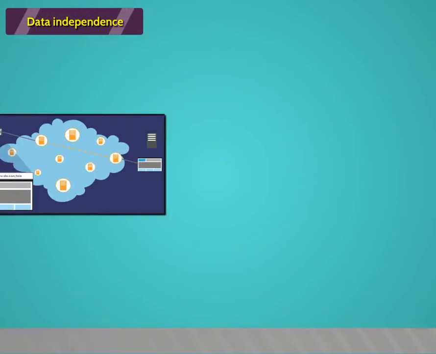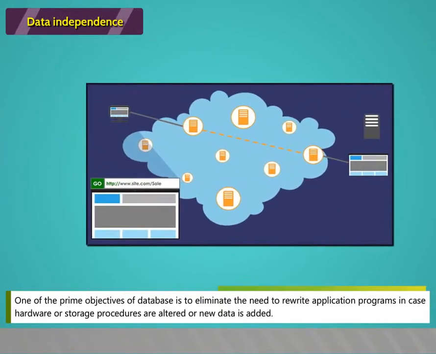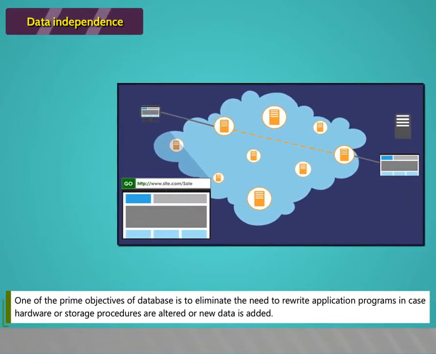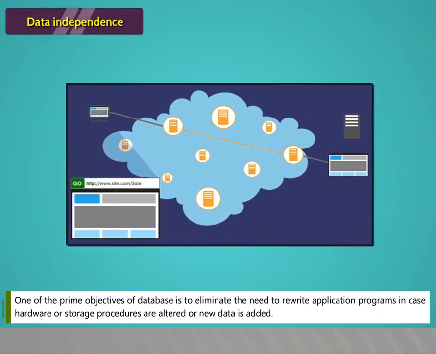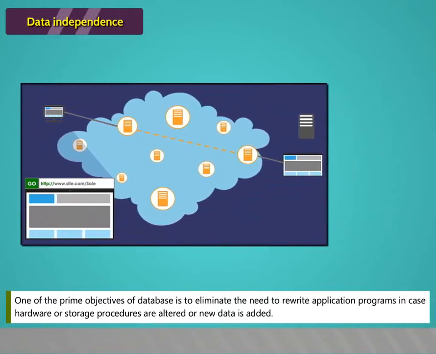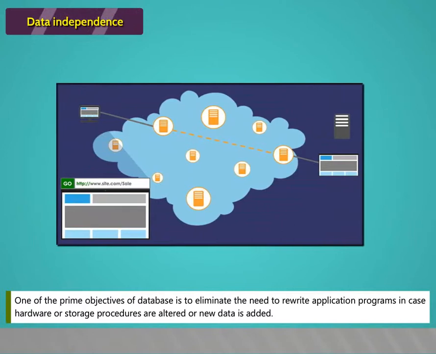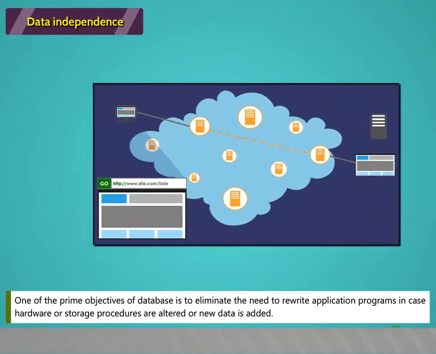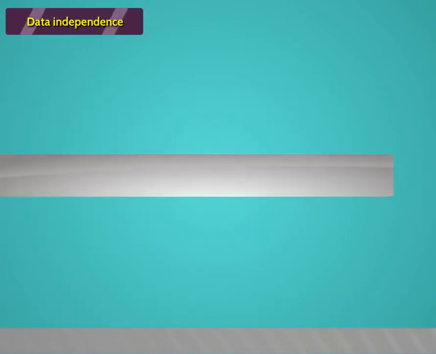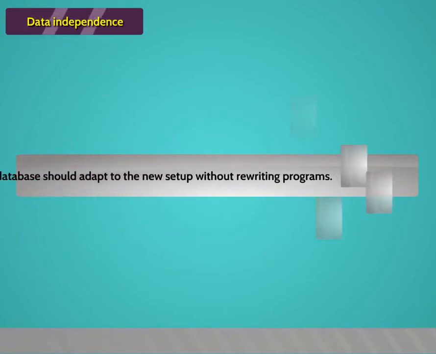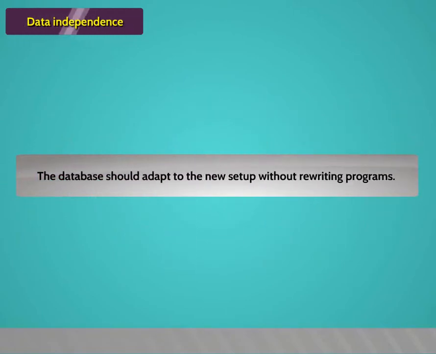Data independence. One of the prime objectives of database is to eliminate the need to rewrite application programs in case hardware or storage procedures are altered or new data is added. The database should adapt to the new setup without rewriting programs.